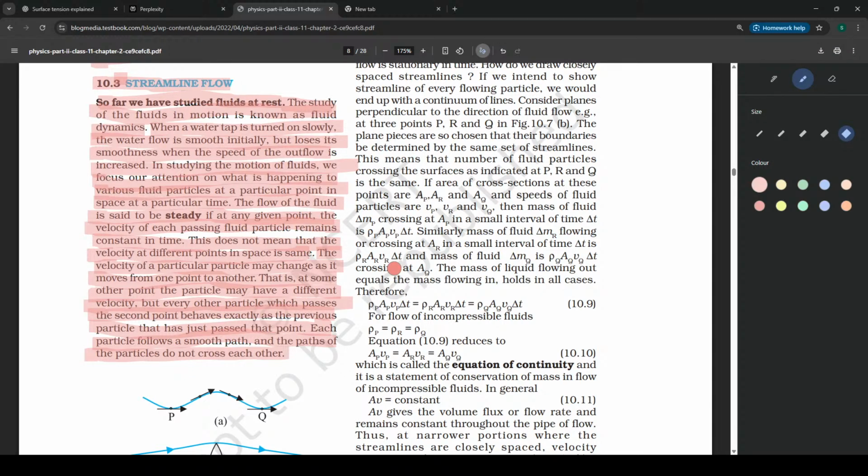Okay, that is what they said first. Now, what is steady flow? What is a steady flow of water?